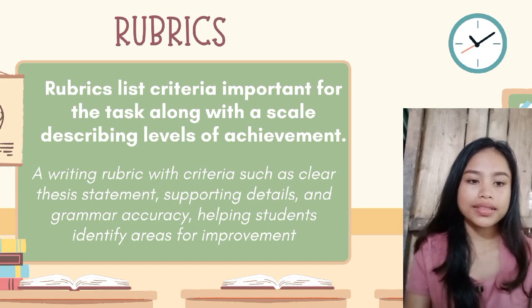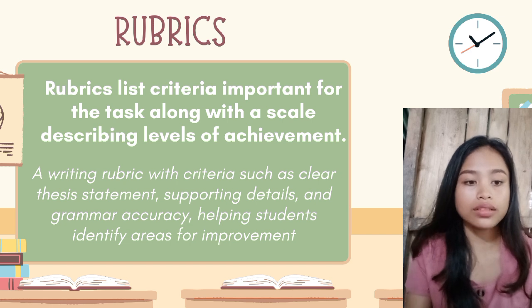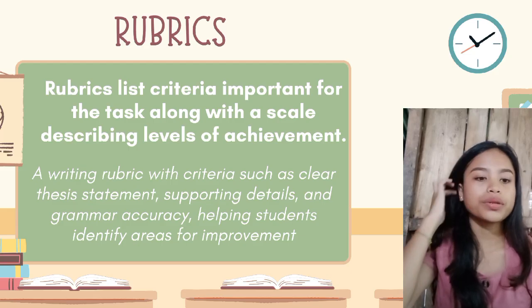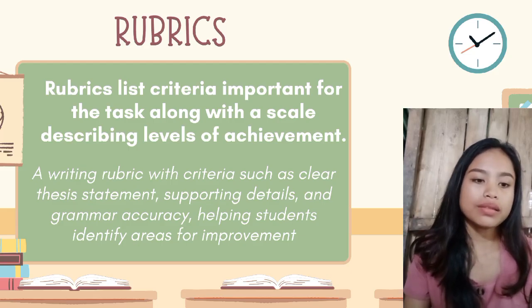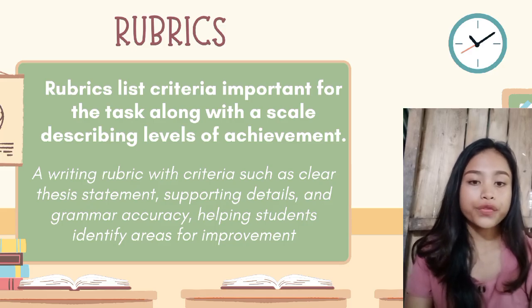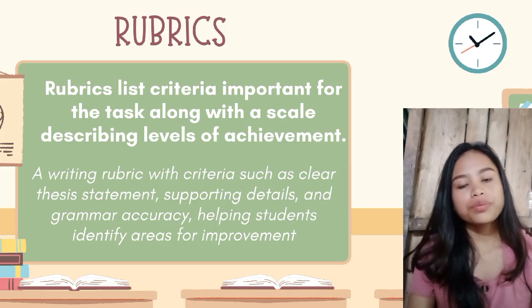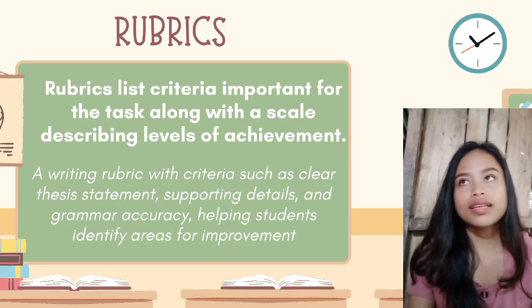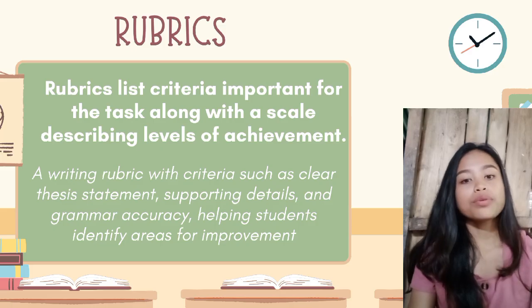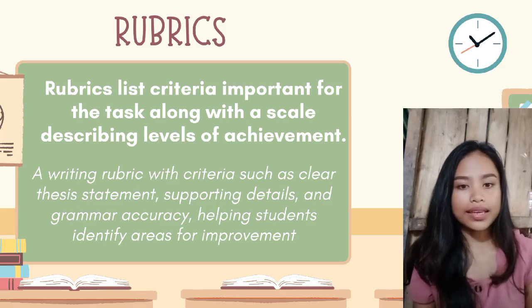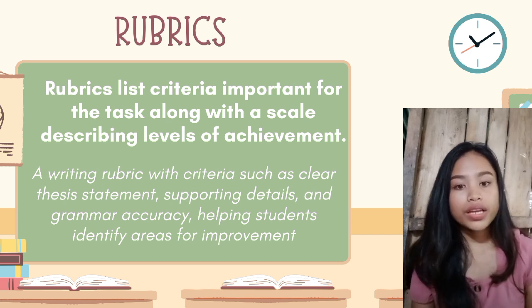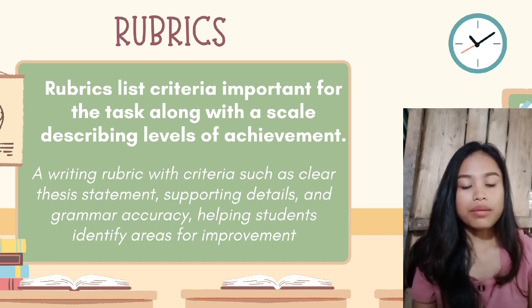Rubrics are a list of criteria important for the task along with a scale describing levels of achievement. An example here is a writing rubric with criteria such as clear thesis statement, supporting details, and grammar accuracy, helping students identify areas for improvement. Rubrics are very familiar to us since these are what our instructors and teachers use to grade our performance. For example, we have an assigned task, essay writing. They will use rubrics to grade our performance or our essay effectively.